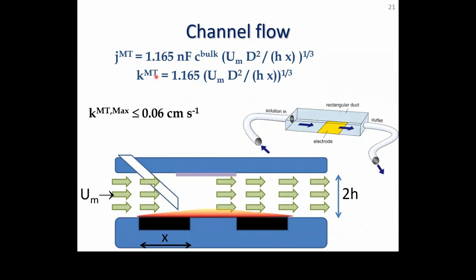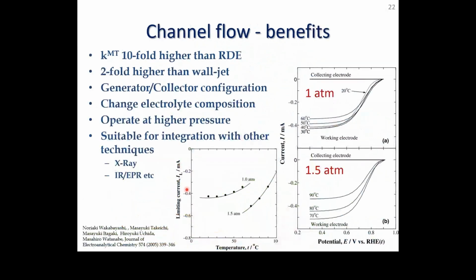You'll see that the mass transport rate constant is dependent not only on the flow of the electrolyte to the 1/3 power, the 2/3 power of the diffusion coefficient, but also the width and the height of the channel through which you're flowing the electrolyte. Now, as I mentioned, the benefit of this is that we have 10-fold higher mass transport rate than the rotating disc electrode, and we have generator collector configuration.